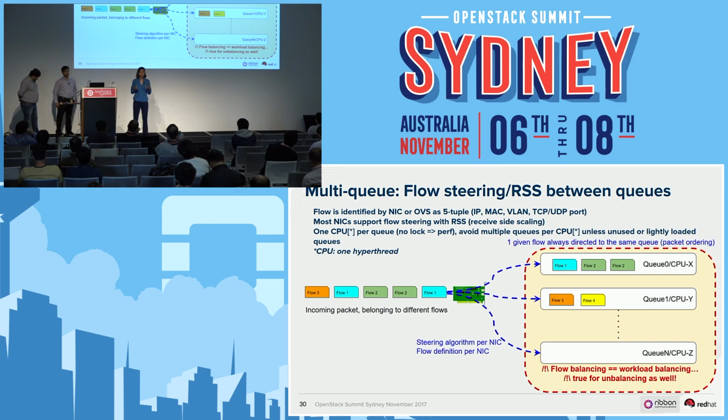We recommend one CPU per queue, ideally. If you have multiple queues and put them on the same CPU, it's not recommended for NFV real-time applications, but you could do it if you have unused queues or very lightly loaded queues.